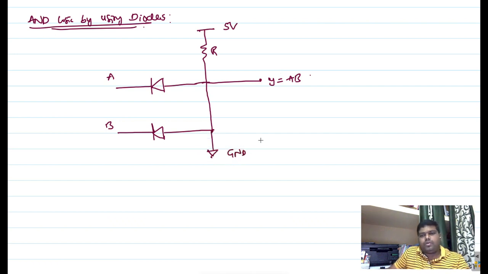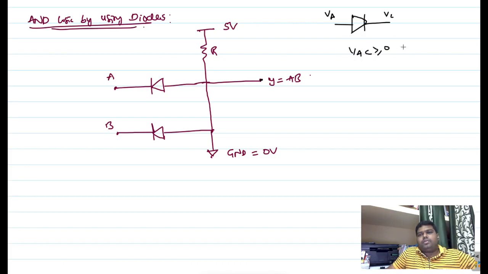So already you know ground means 0 volts, okay. Now, this is our input terminals A and B, and here this is output terminal. So what is the diode operation? This is anode voltage and this one is cathode voltage. So VAC greater than or equal to 0, then the diode will act as a switch, that means it is in forward bias condition, and VAC less than 0, then it is in reverse bias condition.